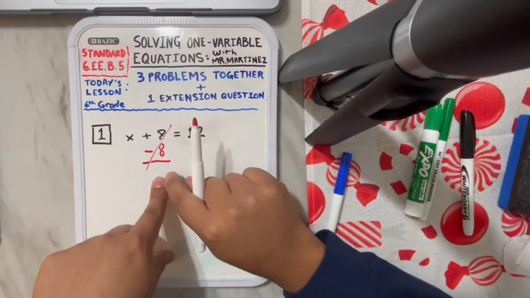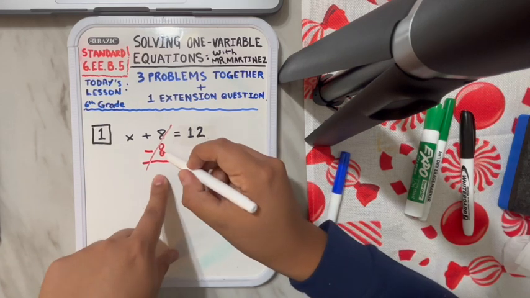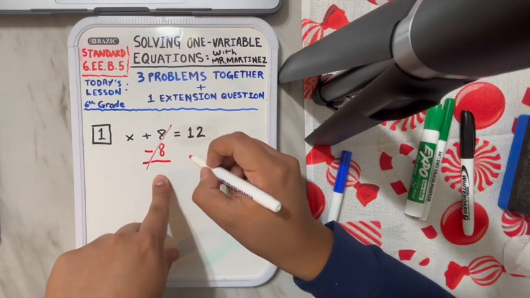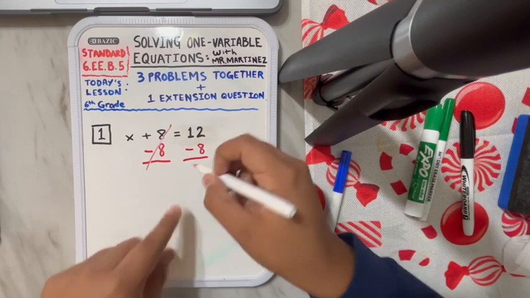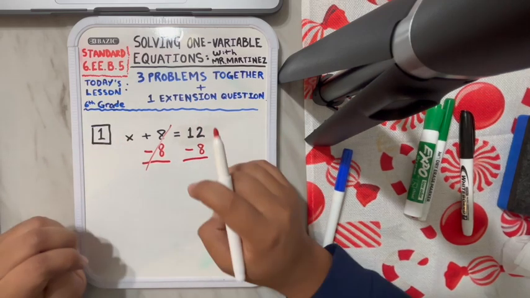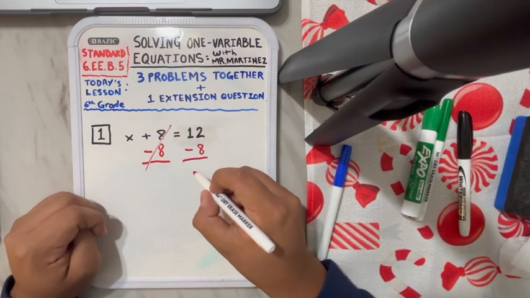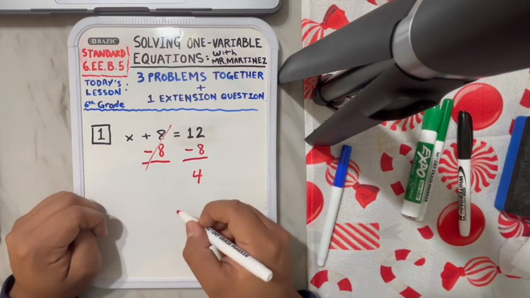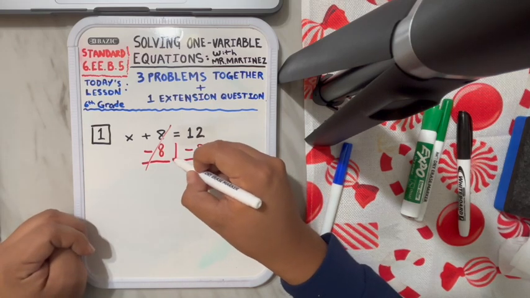Now, something to keep in mind is whatever we do on the left side, we also have to do on the right side. So since we subtracted 8 from the left side, we have to subtract 8 on the right side. Now, just solve this as you normally would for a regular problem. So 12 minus 8, we are left with 4. Now, after we do this, you can bring everything down. Everything else stays the same.